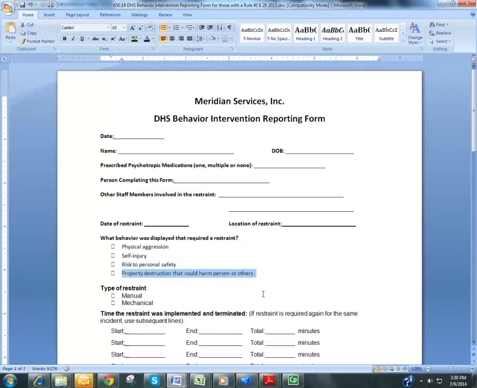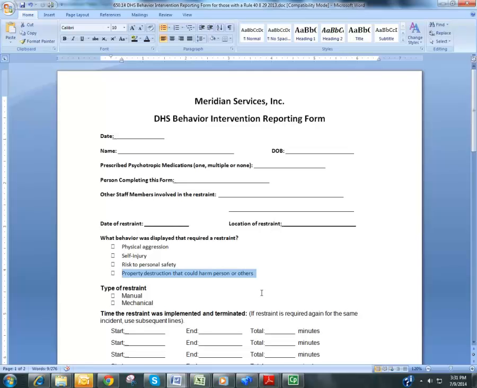The property destruction is very important. The state did indicate that property destruction in and of itself is not a reason to do a manual restraint on somebody. So the property destruction that we're talking about here are situations where that actual property destruction could harm themselves or possibly others. So an example would be where they are punching a window. Of course, if you punch a window hard enough, then that window will break and they will cut themselves.